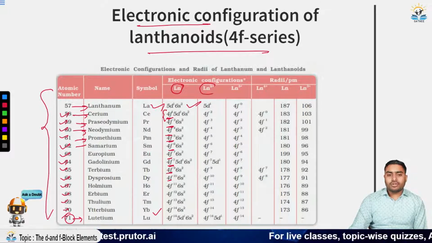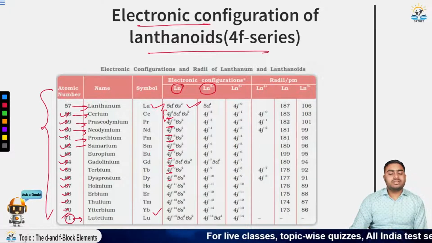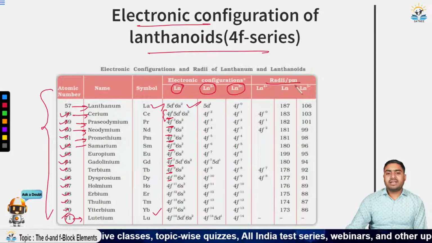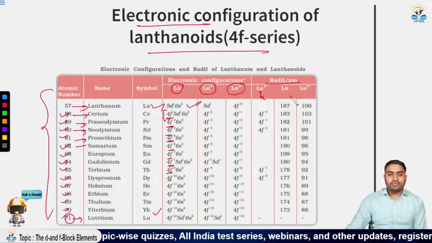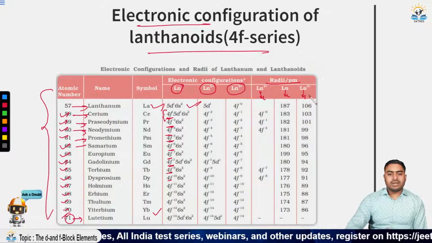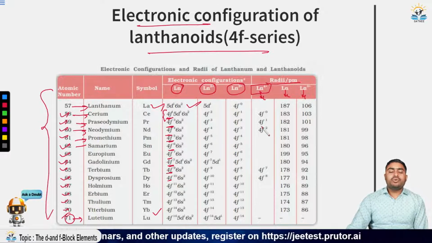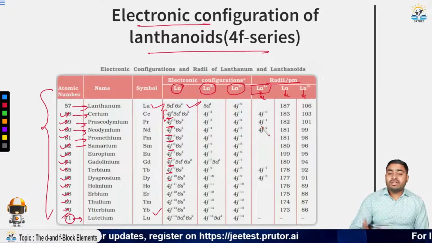This is the electronic configuration of lanthanoids in the +2 oxidation state. This is the electronic configuration in the +3 oxidation state. Similarly, you can see the radii in picometers of Ln2+ and Ln3+. You can compare them. And this is the electronic configuration of Ln4+ as well. So you can see the electronic configurations in different oxidation states.